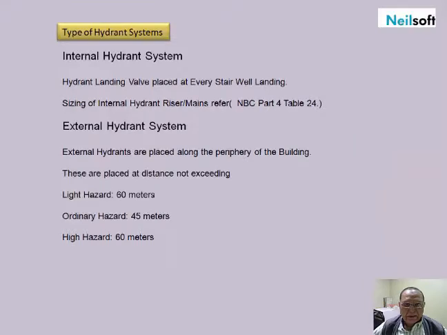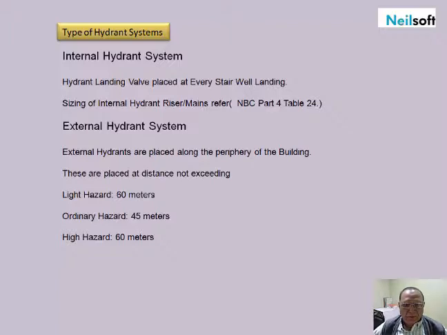In this section, we will be learning the hydrant system, its sizing, and the installation. This hydrant system we had already discussed earlier also in the previous parts as an introductory.